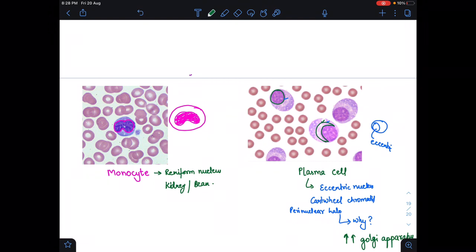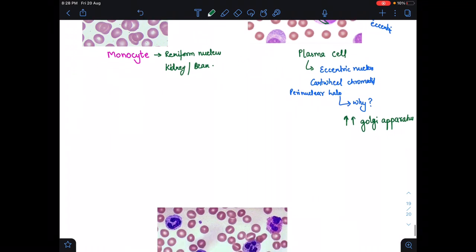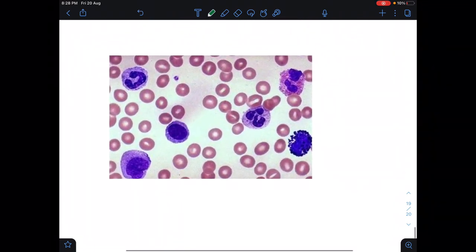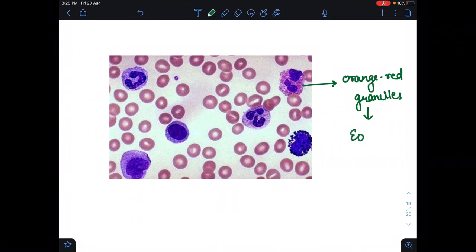Now I am going to show you one image in which we have to identify all these white blood cells. So here is an image. How can we identify it? First, we see orange red granules in this. When you see orange red granules, it means that it is an eosinophil.